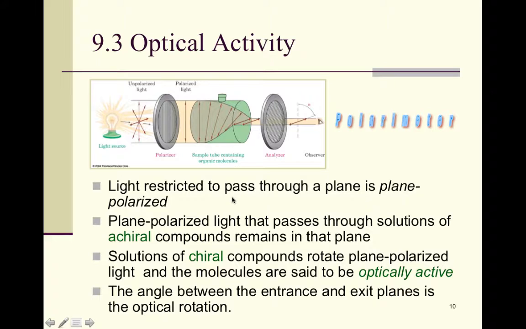Light restricted to pass through a plane is plane polarized. Plane polarized light that passes through solutions of achiral compounds remains the same. There's no rotation of the light. Solutions of chiral compounds rotate plane polarized light, and the molecules are said to be optically active. The angle between the entrance and exit planes is the optical rotation.